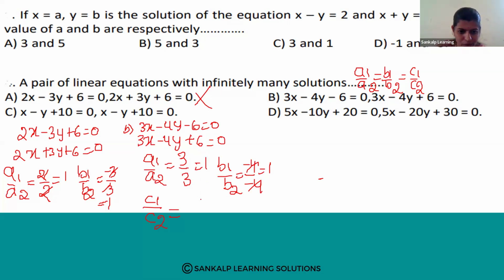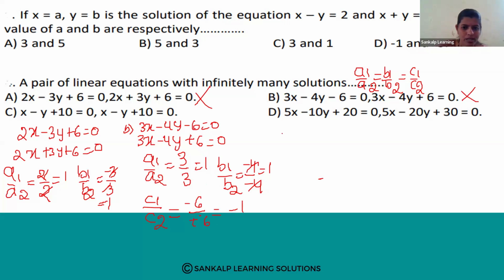c1 divided by c2, c1 value is minus 6, c2 value is plus 6, right? So what will you get finally? You will get minus 1. Therefore, you can say that a1 divided by a2 is equal to b1 divided by b2, but it is not equal to c1 divided by c2. Therefore, this option is also wrong.